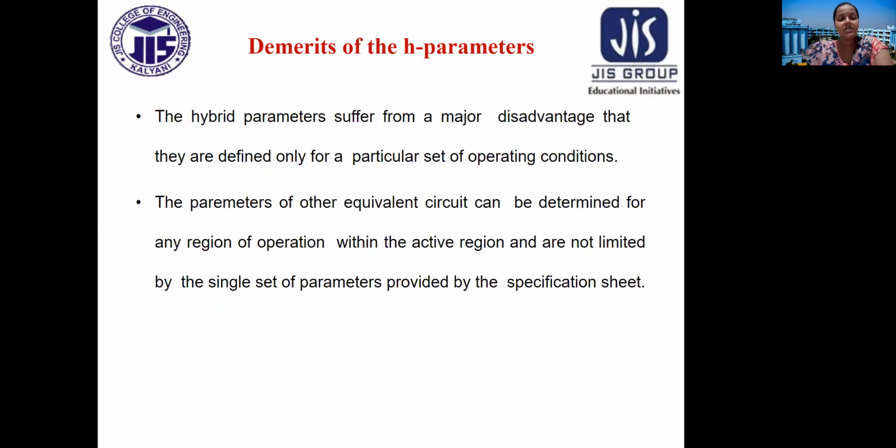But a disadvantage: these parameters suffer from a major disadvantage that they are defined only for a particular set of operating conditions. The parameters of other equivalent circuits can be determined for any region of operation within the active region and are not limited by the single set of parameters provided by the specification sheet.